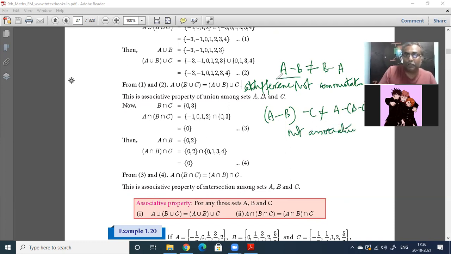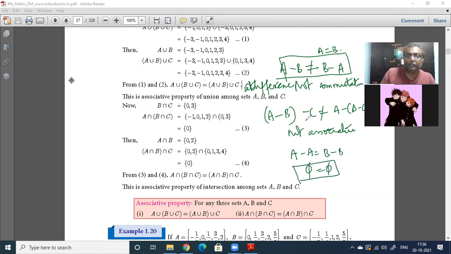Okay, but in some cases A minus B equals B minus A. When A is equal to B, then it becomes A minus A equal to B minus B. That means null set is equal to null set, which is always true. So only when A is equal to B does A minus B equal B minus A, a special case. Generally, set difference is not commutative and not associative. Only union and intersection are both commutative and associative.